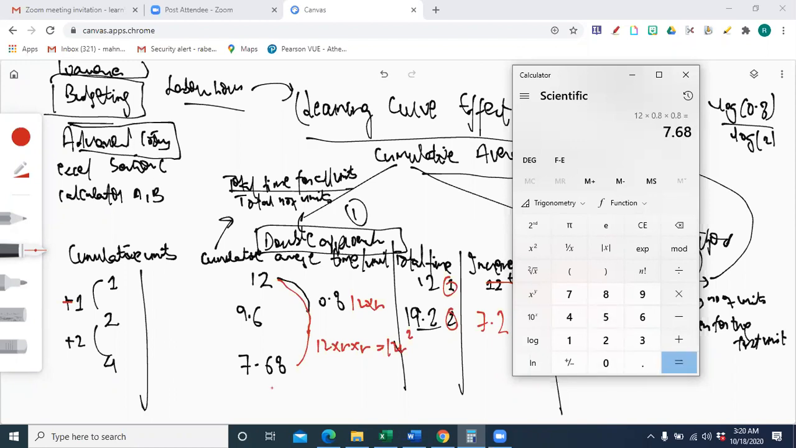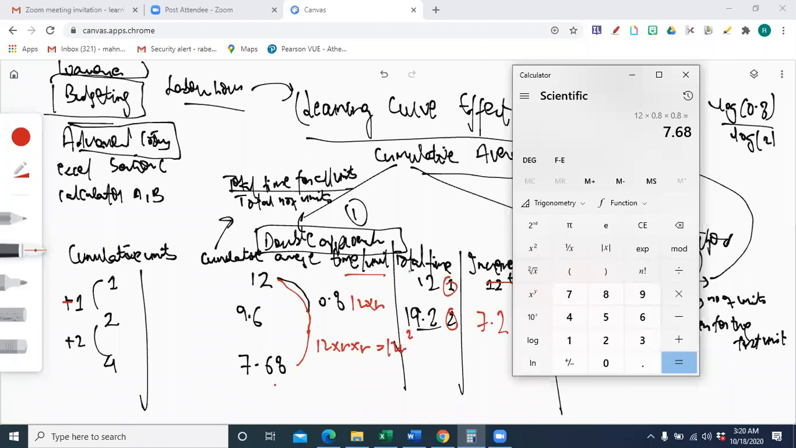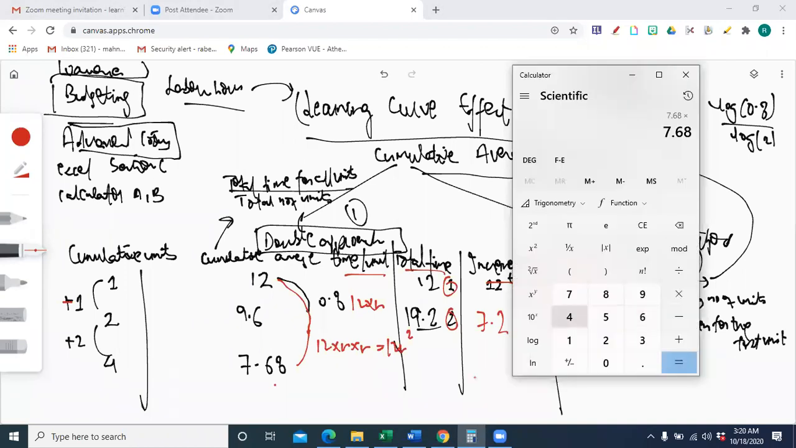So this is the cumulative average time for 4 units, right? It's the average time per unit when 4 units are made together. This is the cumulative average time for the 4 units, but it's per unit. Always remember that. So now if I want to calculate the total time, I need to multiply it with 4, right? So the total time is 30.72.